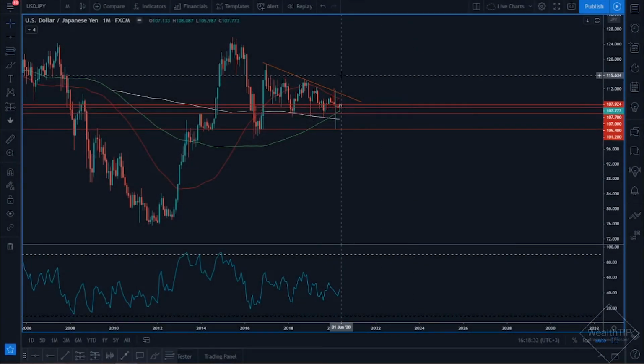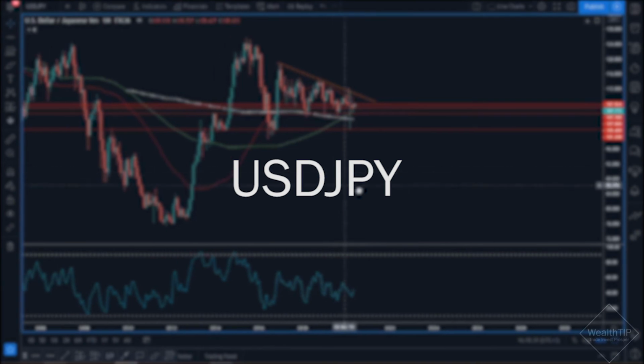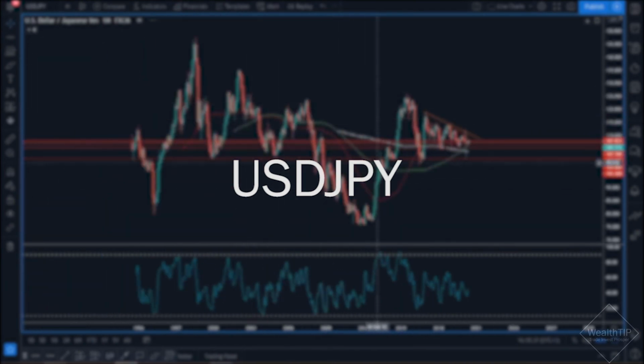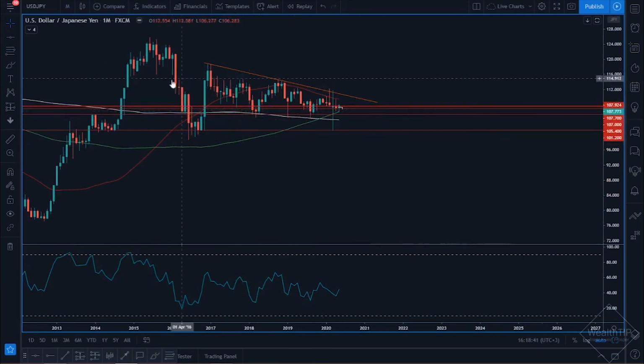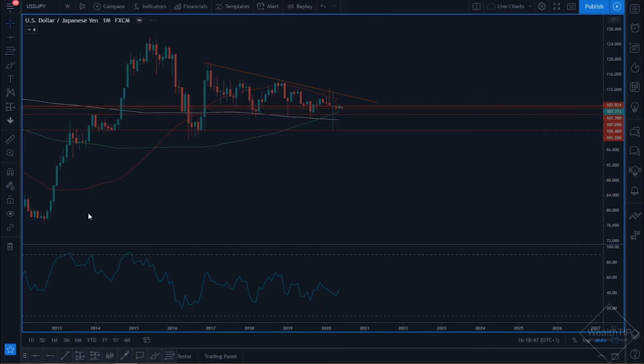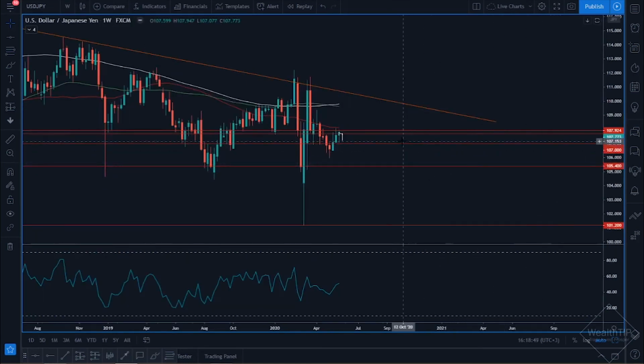Okay, guys. So looking at our final pair, the US dollar, Japanese yen. This has been such a choppy pair for the longest time, and I don't even want to go into what's happening on the monthly because there's such a lot of lines, such a lot of moving averages, such a lot of things happening. So we can refine this a lot better if we go straight into the weekly.